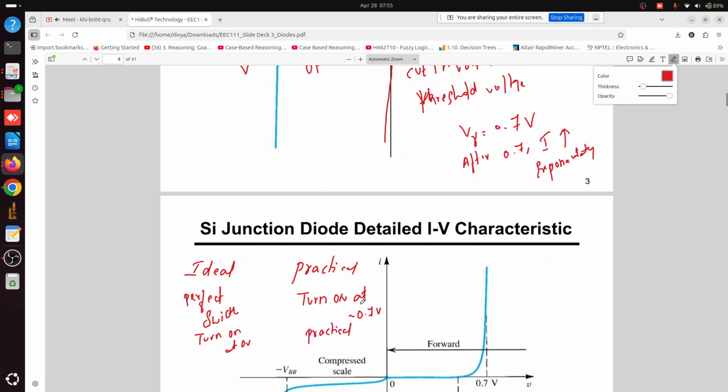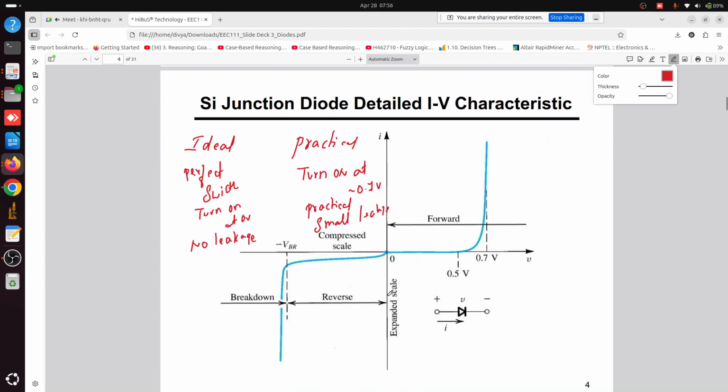In the ideal diode there is no leakage, but here there is a small leakage current. This is very important. Now they have given the detailed silicon IV characteristics.